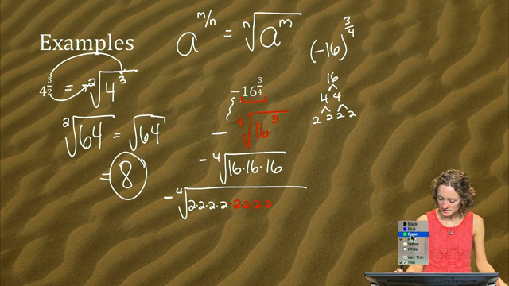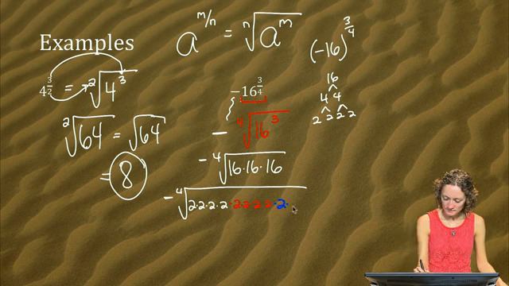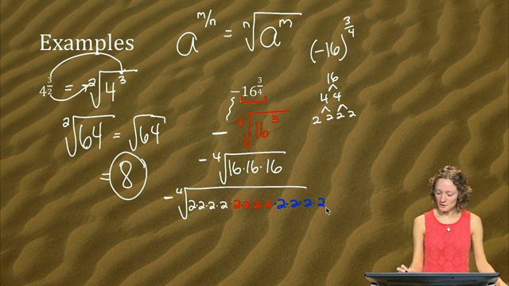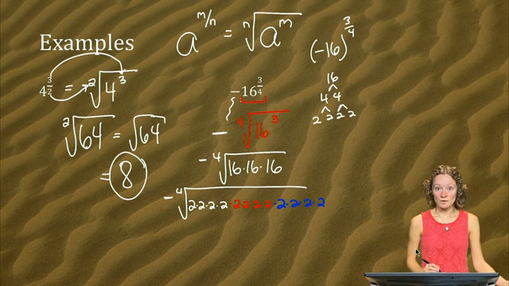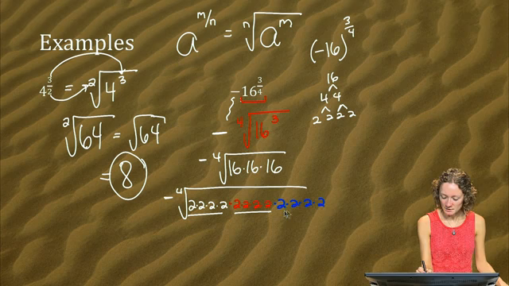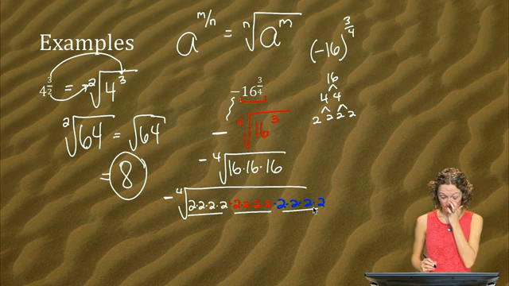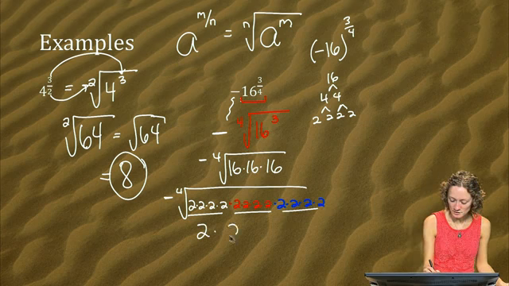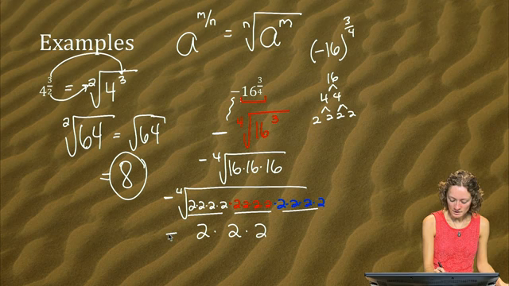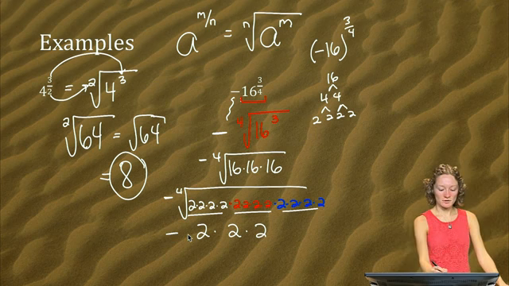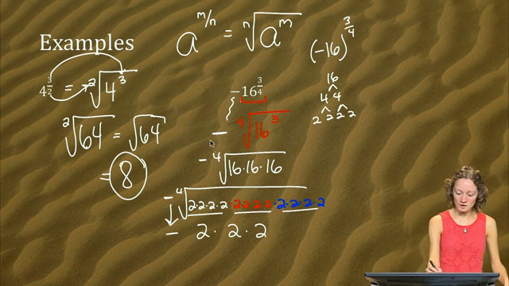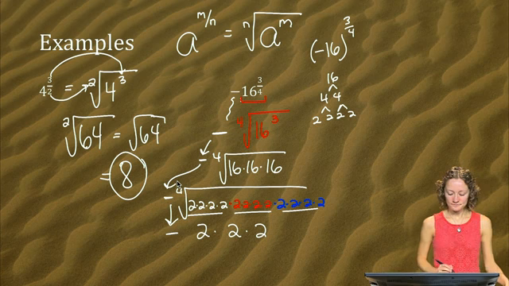It's for the second 16. And that's for the third 16. We want groups of 4, so it looks like we have 3 of them. So a 2 comes out, a 2 comes out, and a 2 comes out. Nothing's left inside. We still bring down this negative all along. So negative 2 times 2 times 2, negative 8.